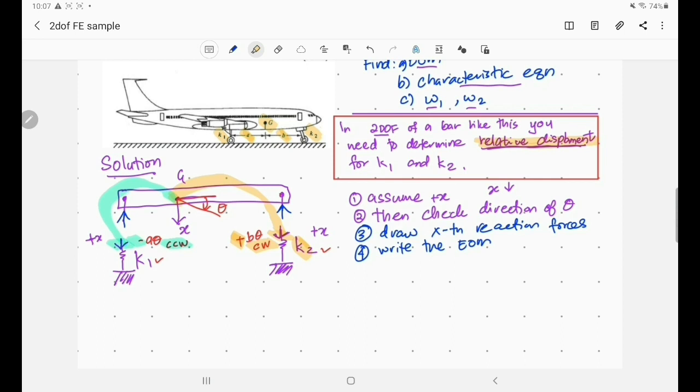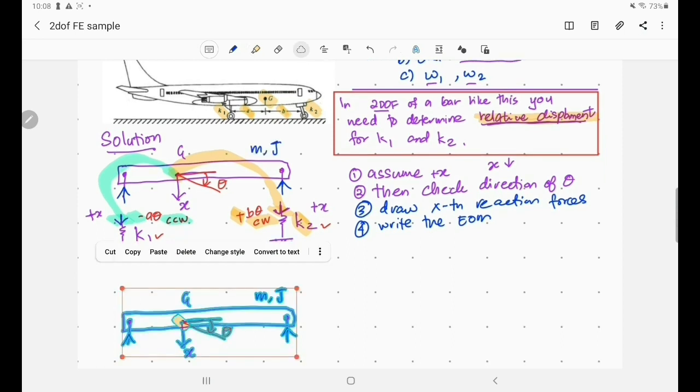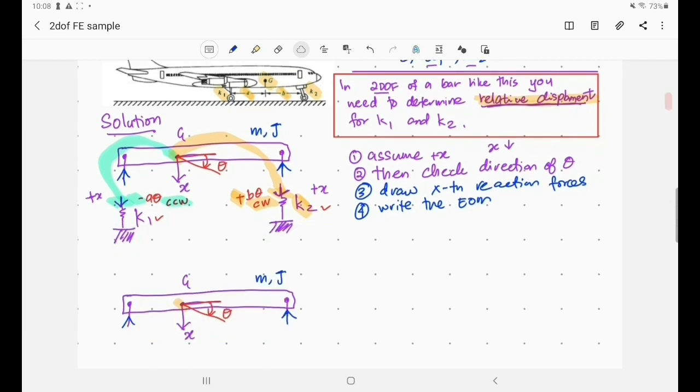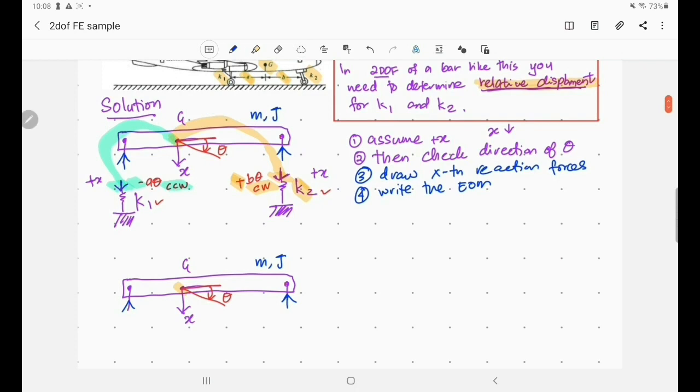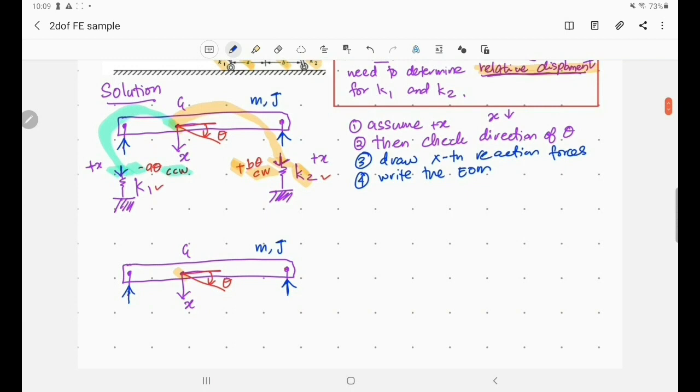Okay, so now we want to write the equation of motion. When we want to write the equation of motion, we are just looking at the top part of it. So I already cropped that for you. Let me just rewrite. We actually haven't finished writing up the forces. We have decided on the relative displacement just now, so K1 you can write as K1 times (x minus A theta). And this one is K2 times (x plus B theta).